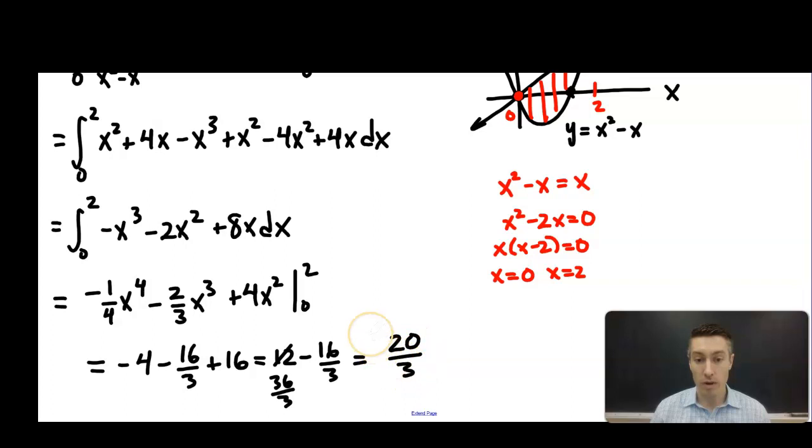20 over 3 is the volume of the solid with the region that we defined as the base, and then x plus 4 as the height. All right, so the volume bound between x plus 4 and the xy plane over this region.